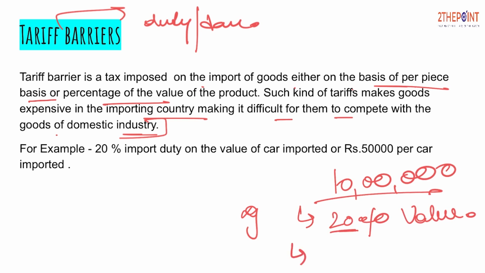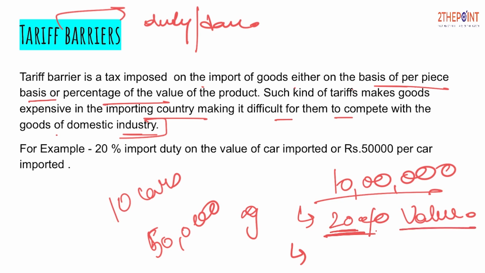If I say 50,000 per piece of car imported, and there are 10 cars imported from Germany every month, then 50,000 into 10 would be the tariff collected. So the first method is the percentage method, that is the percentage of the value of the product imported, and the other one is the per piece method, as I told, 50,000 per piece or per car imported in the country. So this was all about the tariff barrier.